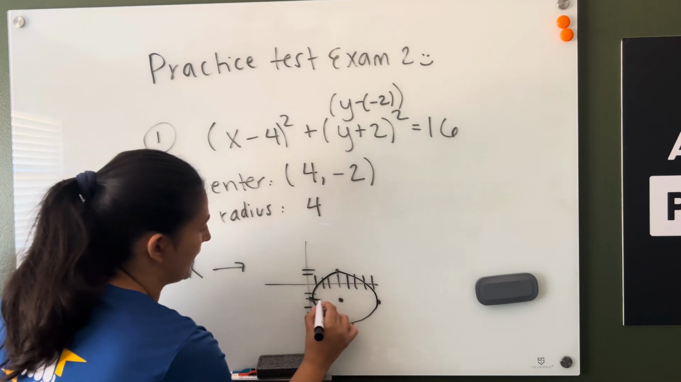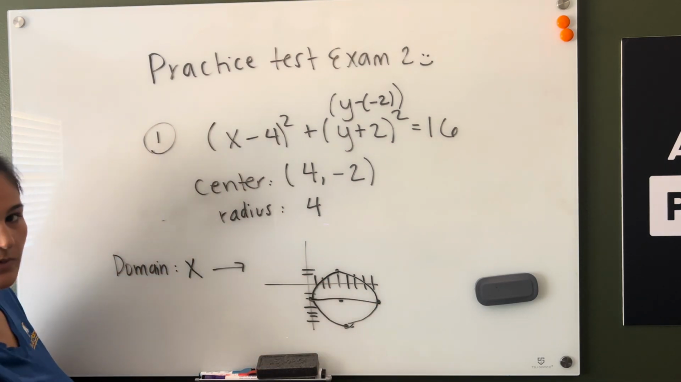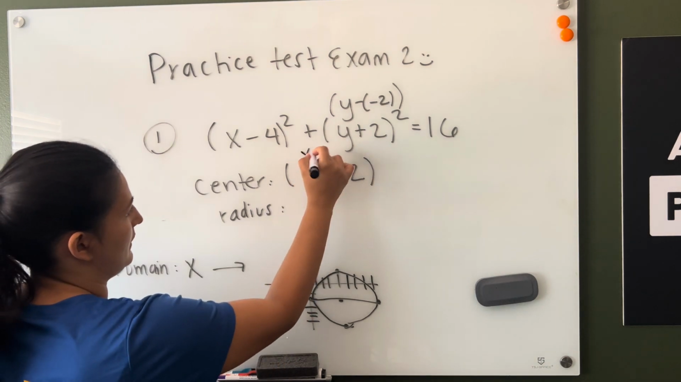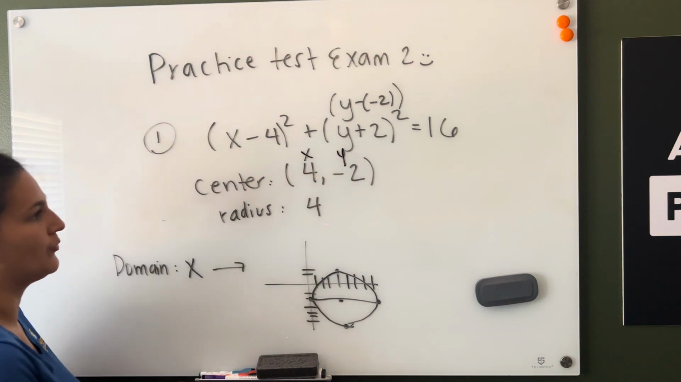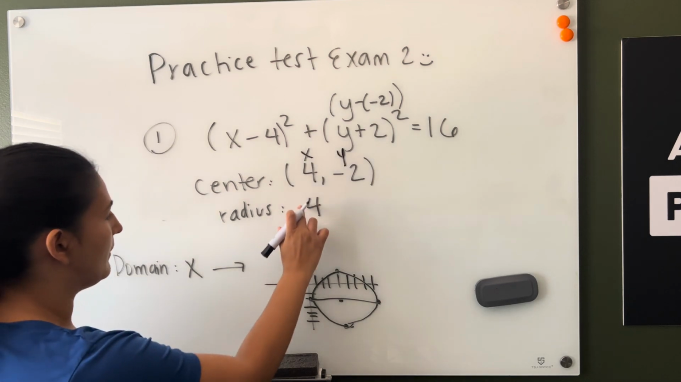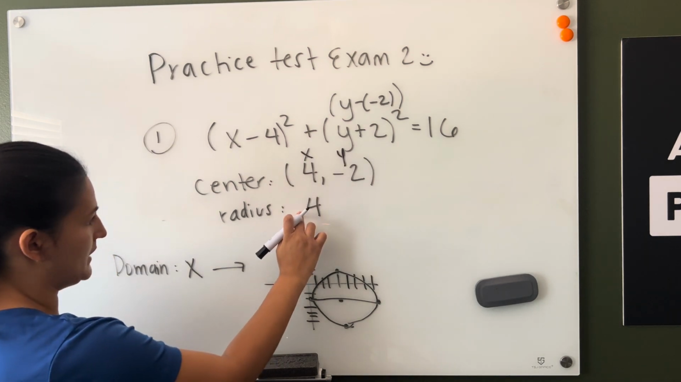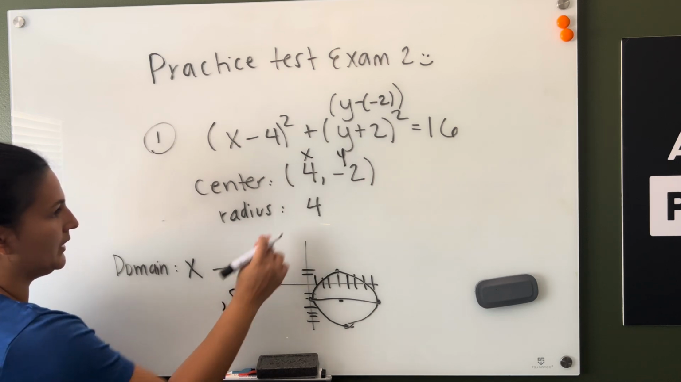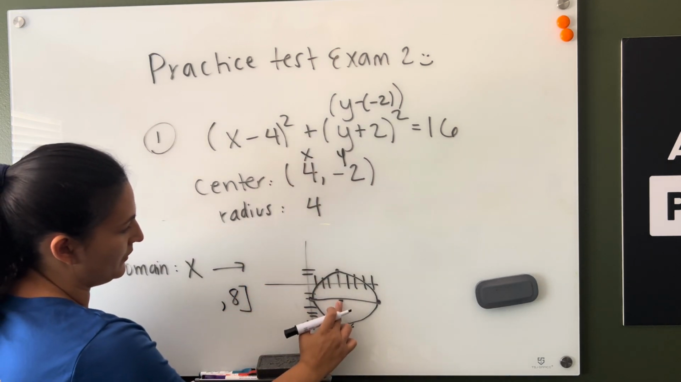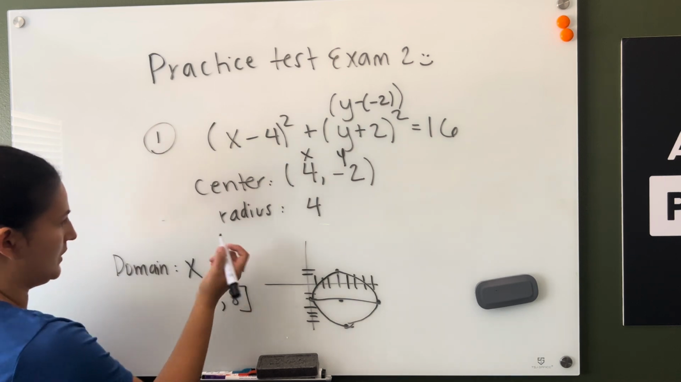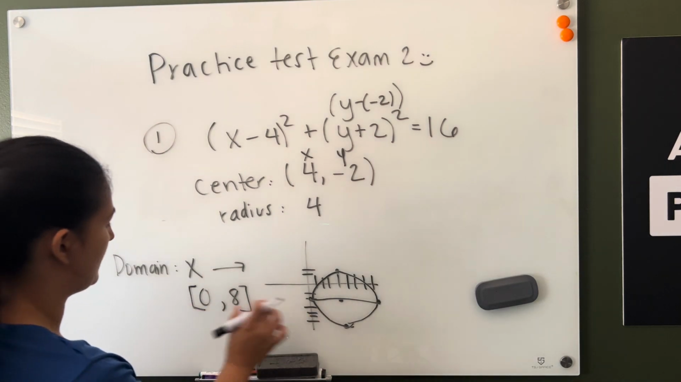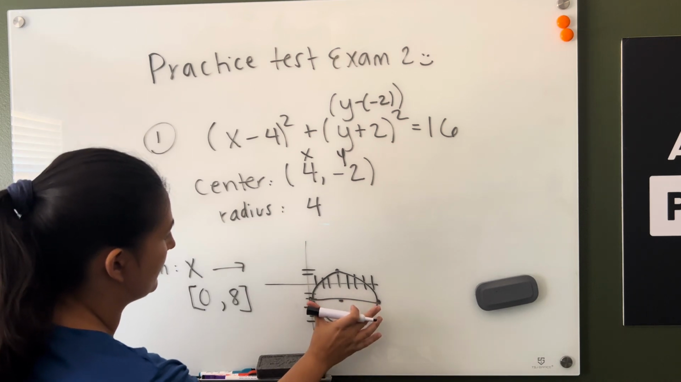Domain by looking at the x values, range by looking at the y, right? Or what you could do is you could also add 4. This is your x value, right? That's your y, your ordered pair. So you can add 4. 4 plus 4 is 8, right? So that's going to be the outer range of your domain. And 4 minus 4, in other words, this left point is 0. So that would be 0, bracket 0 to 8, right? Because those are points on the circle.